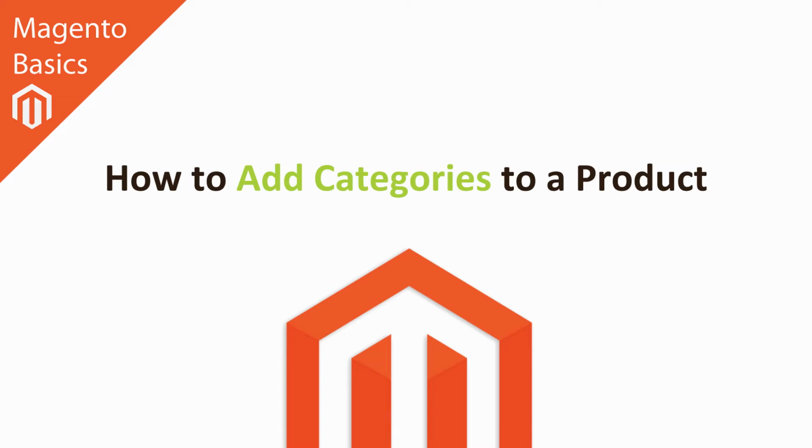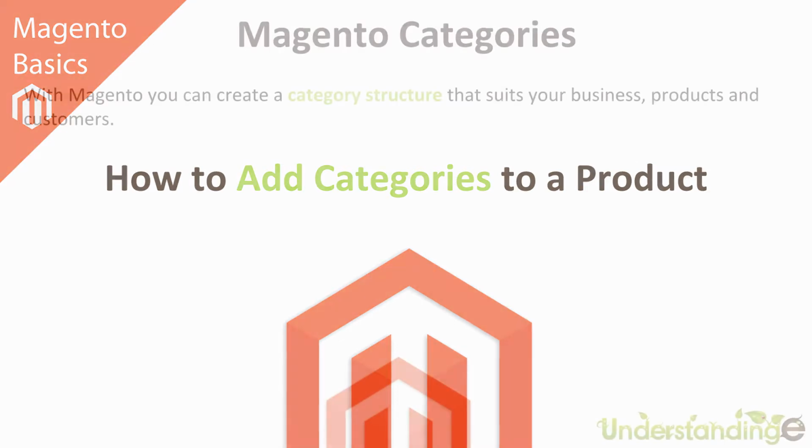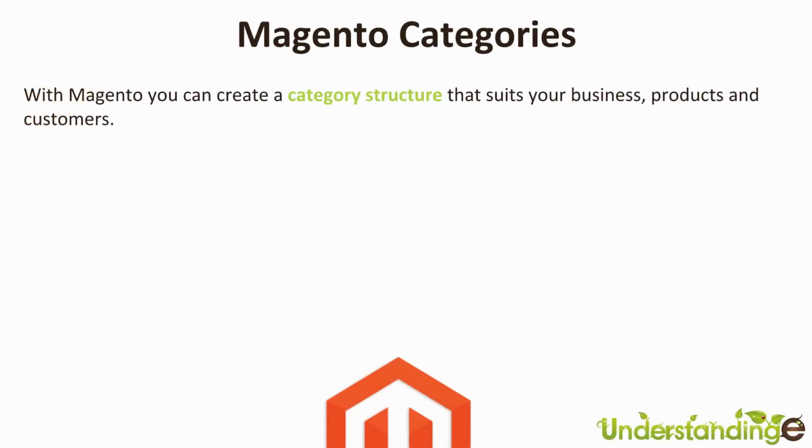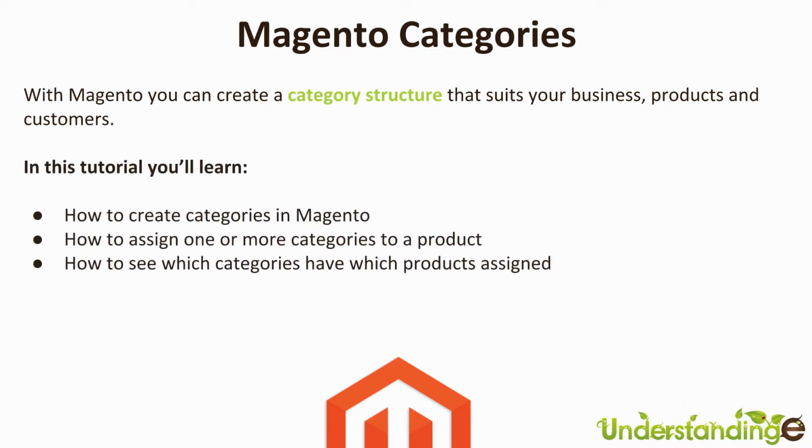And in this Magento Basics tutorial, you're going to be learning how to add categories to a product. With Magento, you can create a category structure that suits your business, your products, and ultimately your customers. In this tutorial, you're going to learn how to create categories in Magento, how to assign one or more categories to a product, and finally, how to see which categories have which products assigned to them.